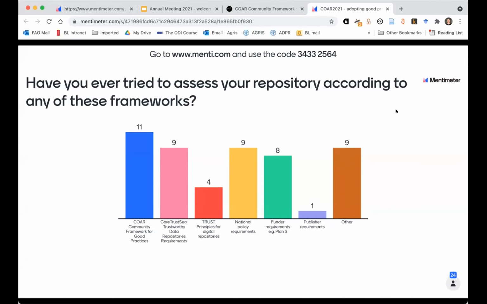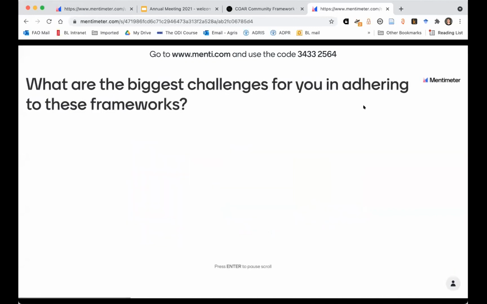Shall I move to the second one, which I can't remember at the moment which question we had, but let me do that. Right. I think these will help us to at least summarize what the biggest challenges are for you in adhering to these frameworks. I wonder if you are able to put your input in. I hope there's no technical glitch in that.